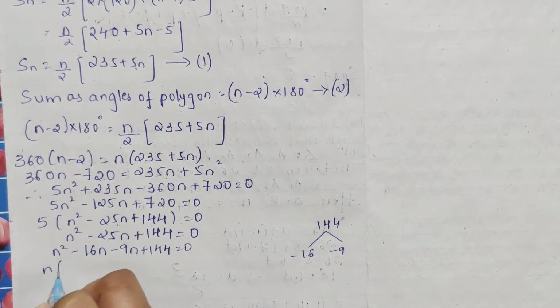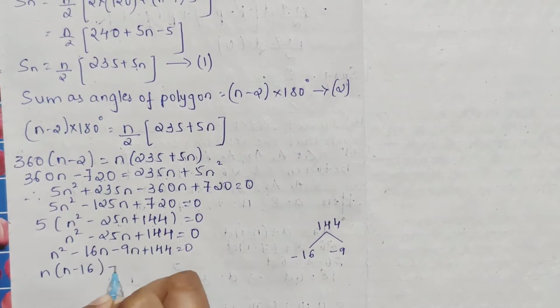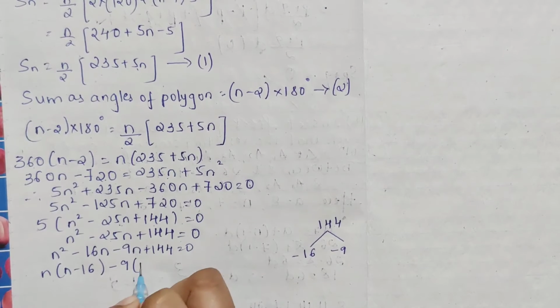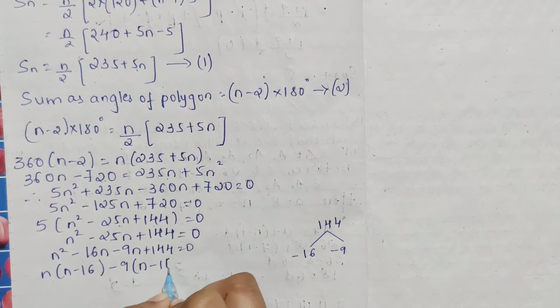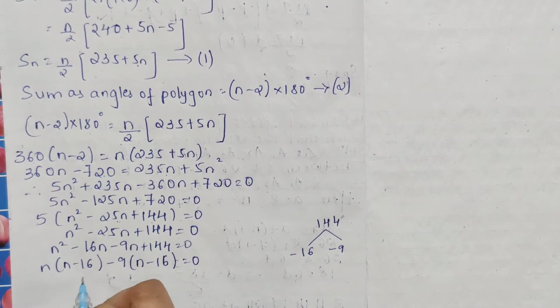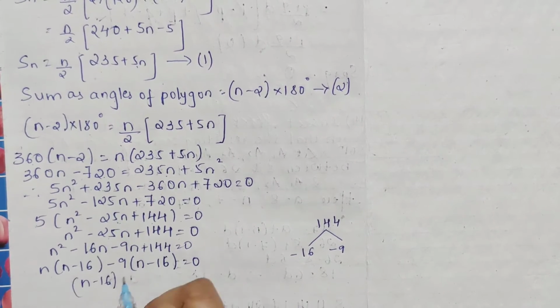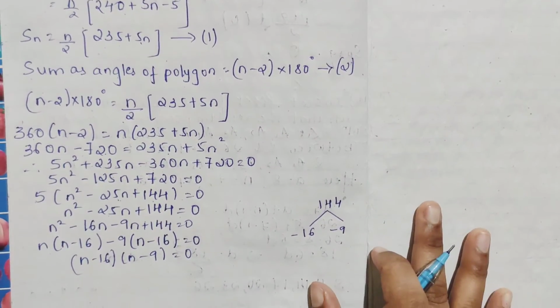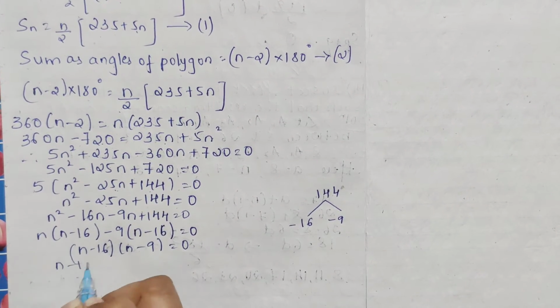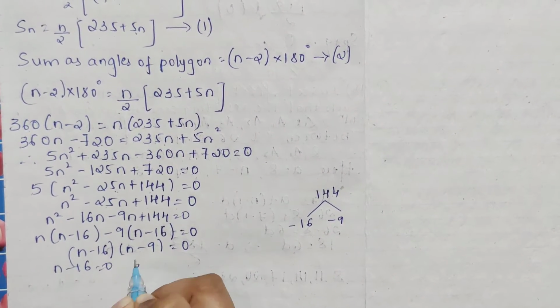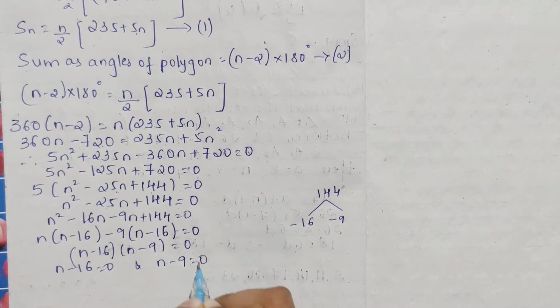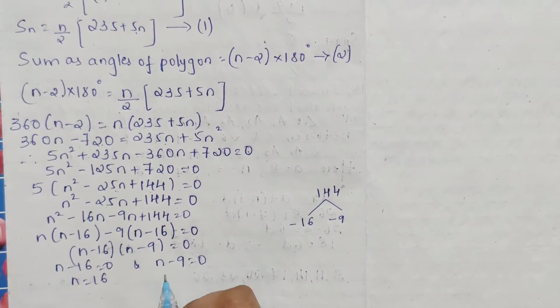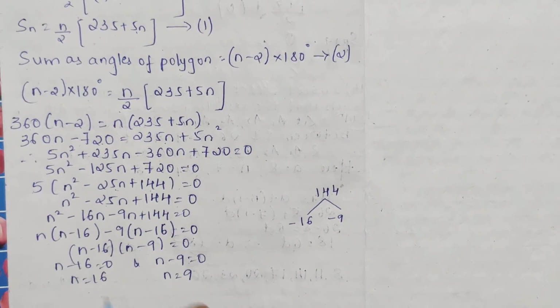So, you will be having n minus 16, n minus 9 equal to 0. So, equate it. One is n minus 16 equal to 0 and another is n minus 9 equal to 0. So, n equal to 16, n equal to 9. So, you have got 2.